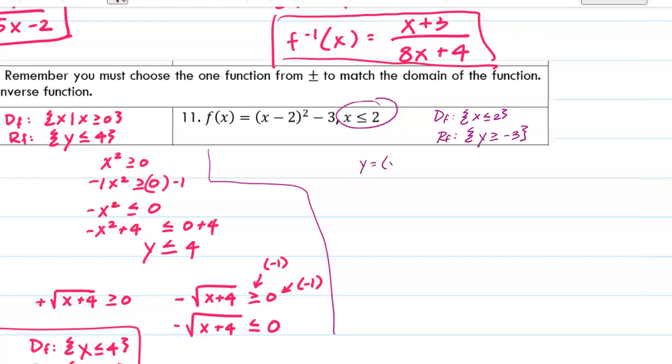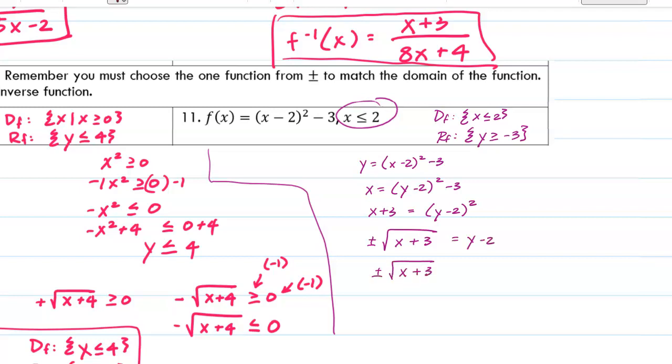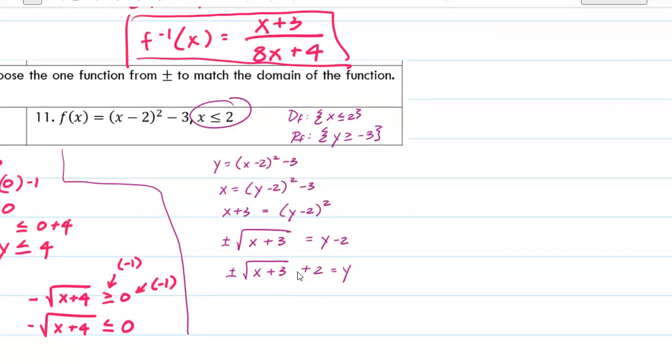y equals (x minus 2) squared minus 3. Switch the x's and y's. Okay, add 3. And take the square root, so you're going to get plus or minus the square root of x plus 3 equals y minus 2. Plus or minus the square root of x plus 3, plus 2 equals y. So we've got to choose. We have a plus or a minus.